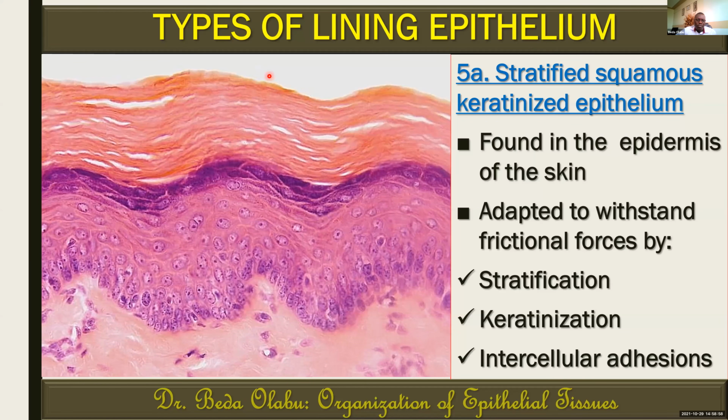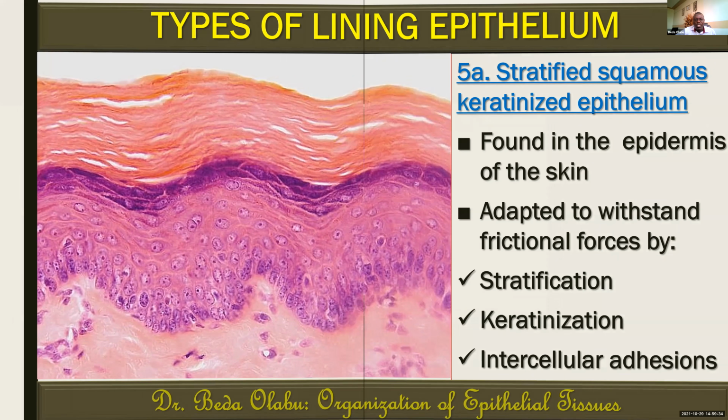And third, the intercellular junctions. You may have already done cell biology, and so you are familiar with the intercellular adhesion molecules. You must have come across what we call desmosomes. Adhering junctions that hold adjacent cells together. So these cells have several desmosomes between them, helping them to be held together. So that is stratified squamous keratinized epithelium found in the epidermis of the skin.